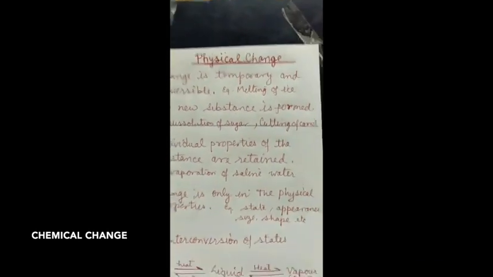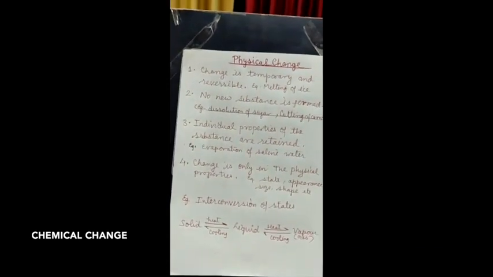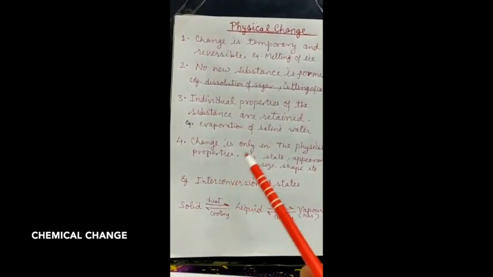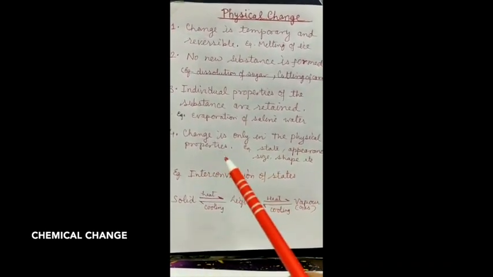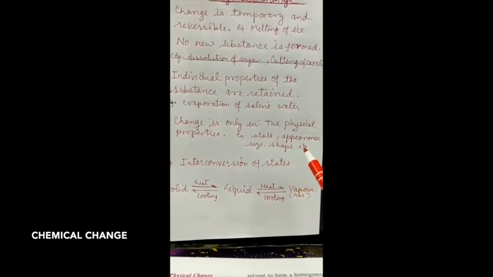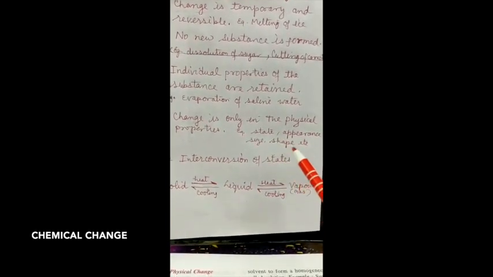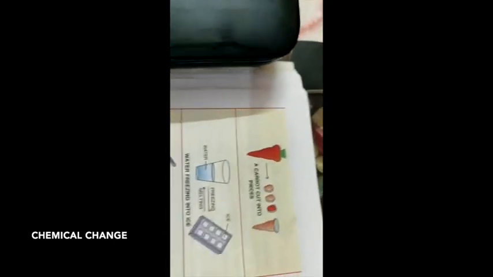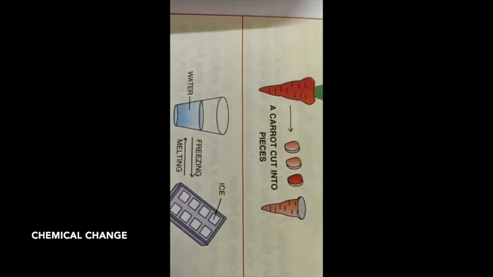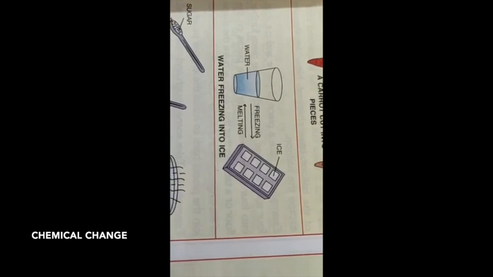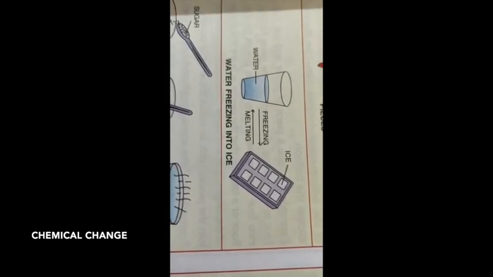Let's come to another property of physical change on the basis of which we can consider it to be a physical change, and that is the change is only in the physical properties. Physical properties like state, appearance, size, shape, etc. Like in the case of cutting of a carrot, the shape is changed. In the case of freezing of water into ice, the physical state is changed, that is from liquid to solid.